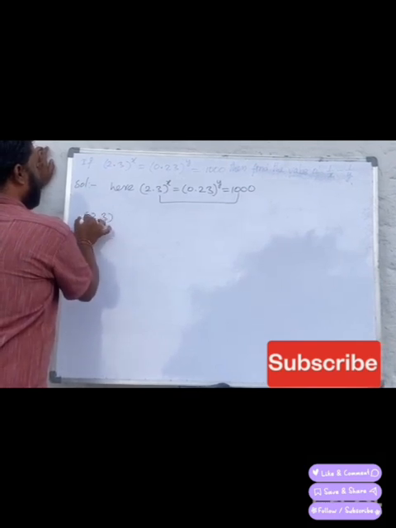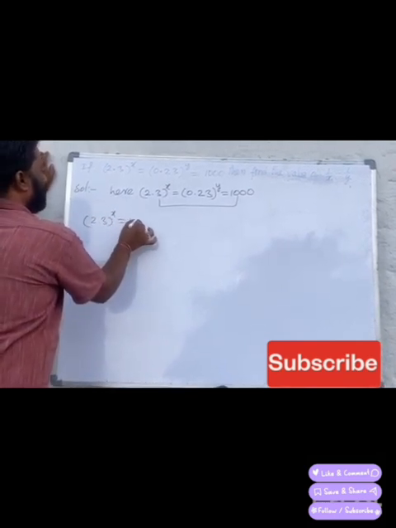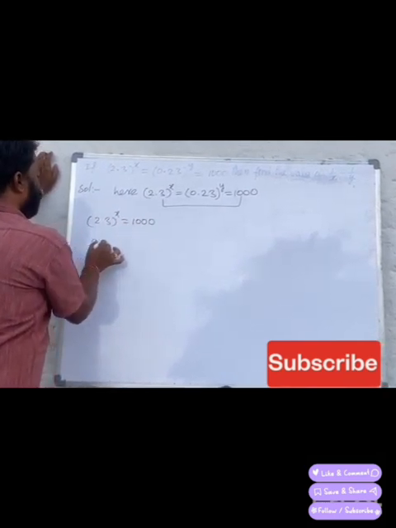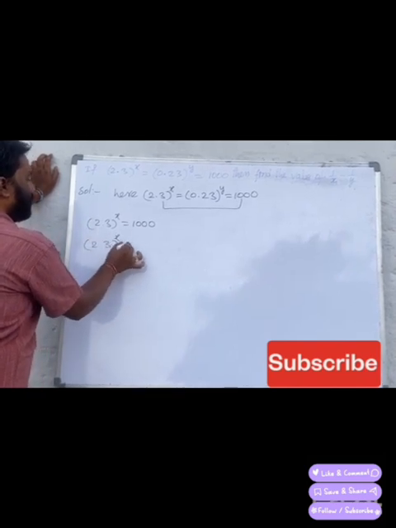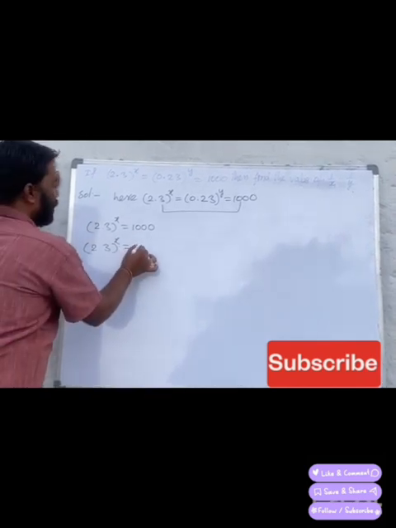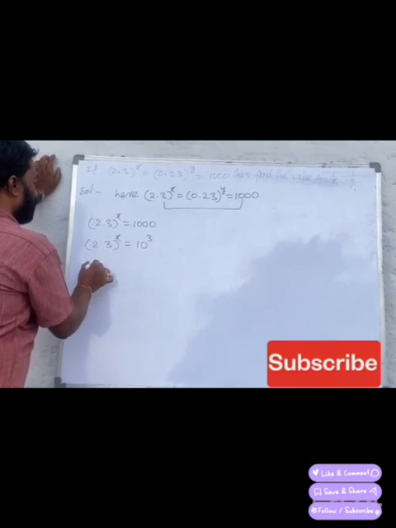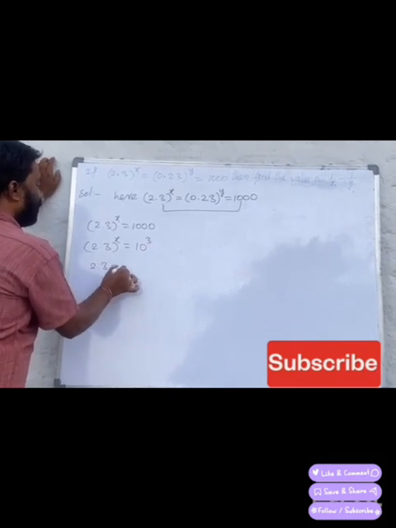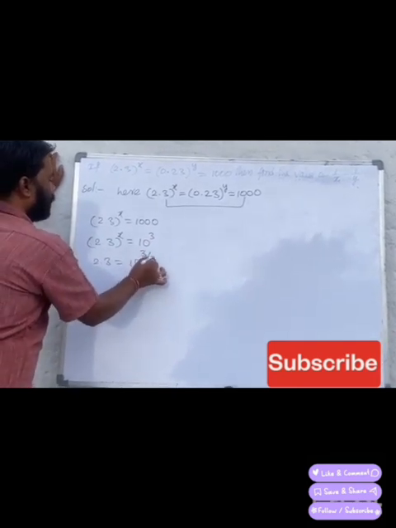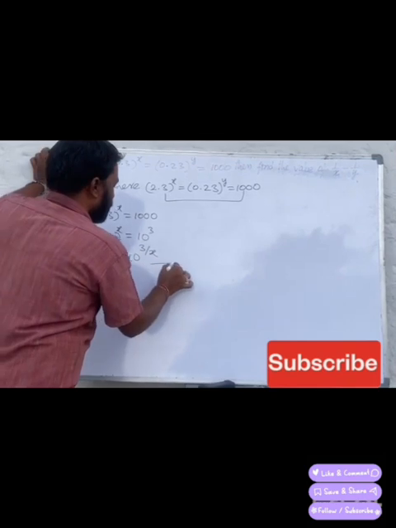2.3 power x is equal to 1000. So 2.3 power x is equal to 1000, which means 10 power 3. So 2.3 is equal to 10 power 3 by x. This is equation number 1.